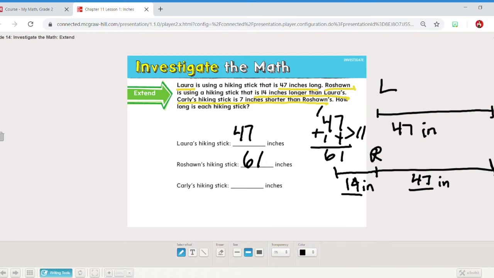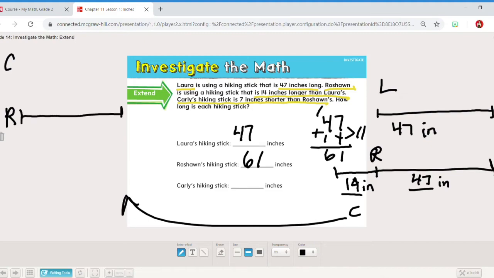I'm going to put a C for Carly. Carly's is 7 inches shorter than Rohan's. So here's Rohan's, and his is 61. So let's move this information over here. I'm going to put Carly, and then put Rohan beneath, because we know his is 61, and hers is shorter than his.